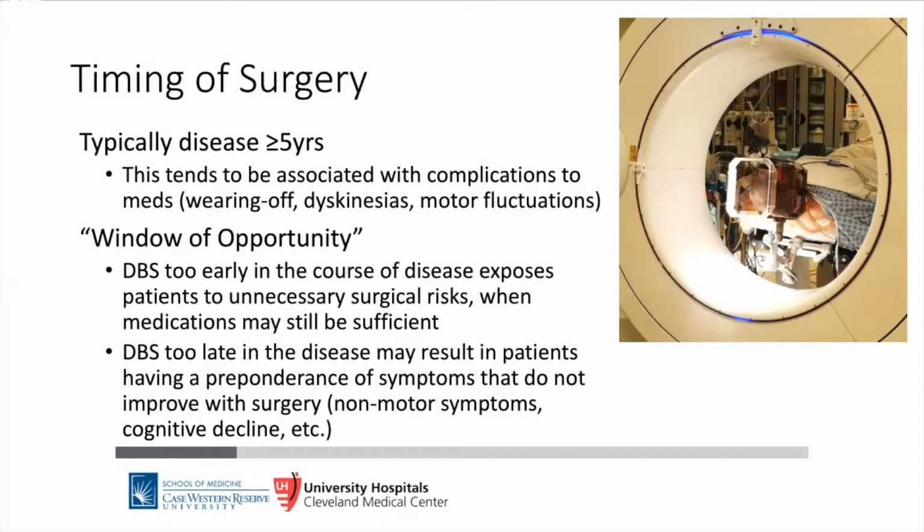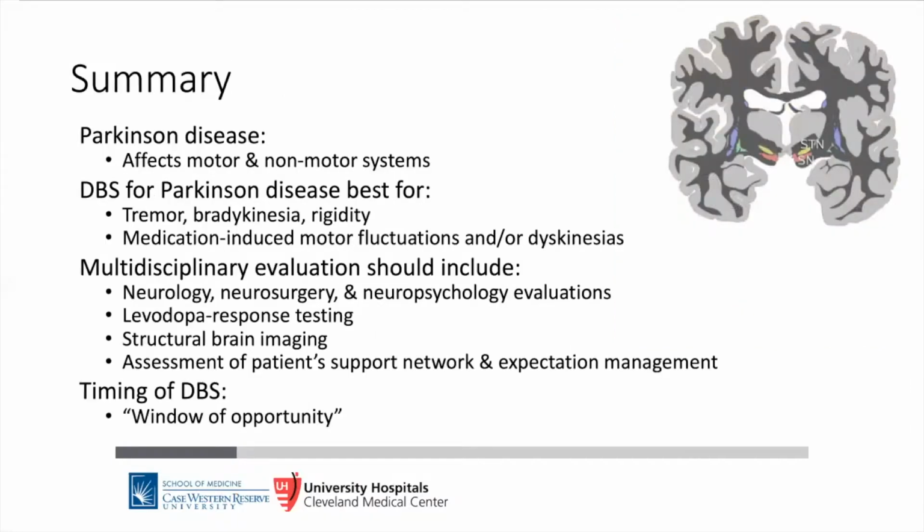And then if you go to the last slide, just summarizing everything. We know that this disease affects the motor and non-motor symptoms. DBS is really good for the 3 cardinal symptoms: tremor, bradykinesia, and rigidity, and also any medication-induced motor fluctuations and/or dyskinesias. It's very important to have a really thorough multidisciplinary evaluation for patients beforehand and to make sure that you're on the same page as your referring physicians, your neurologists, and everybody involved. And then the timing of DBS is going to help you to really optimize the outcomes for patients.